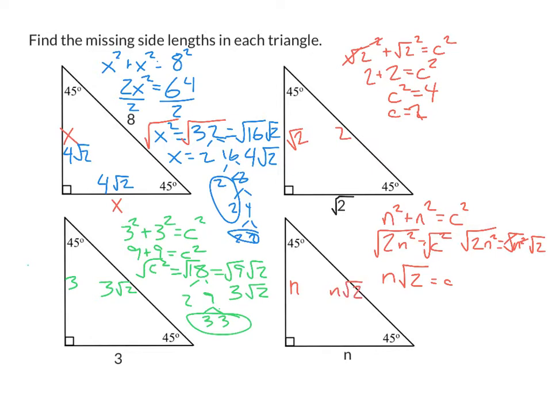So this is kind of a generic formula or pattern that we can use in our 45, 45, 90, or also known as isosceles right triangles. Whatever the two legs are, they have to be the same thing because it's isosceles, and then the hypotenuse is the square root of 2 times that length. Okay, for now we are done.